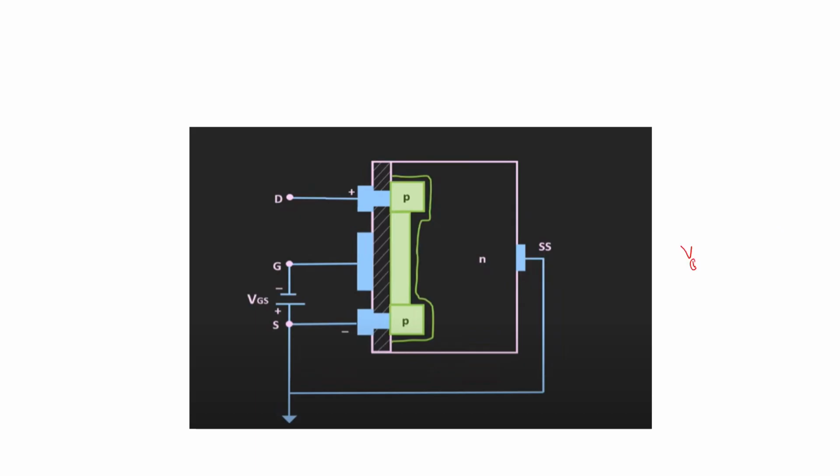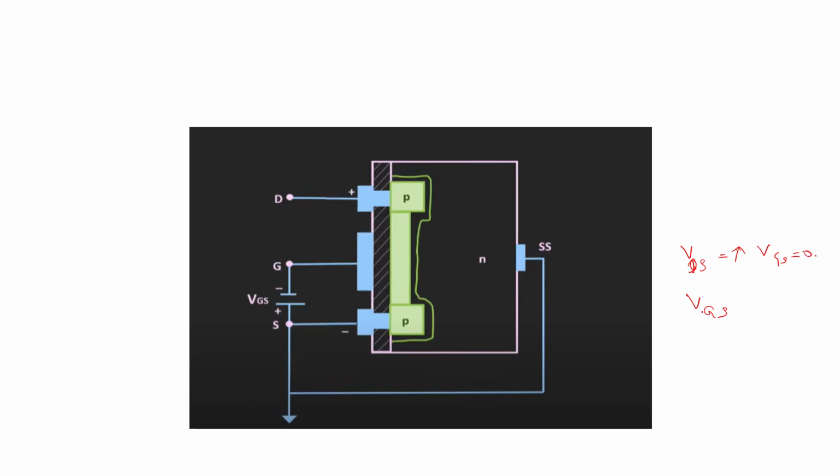So now what happens? The first case: if you apply VDS and VGS is equal to 0, what happens? The channel is not at all created. So even though you apply VDS, the movement of holes from the source towards the drain does not take place, because the channel is absent.